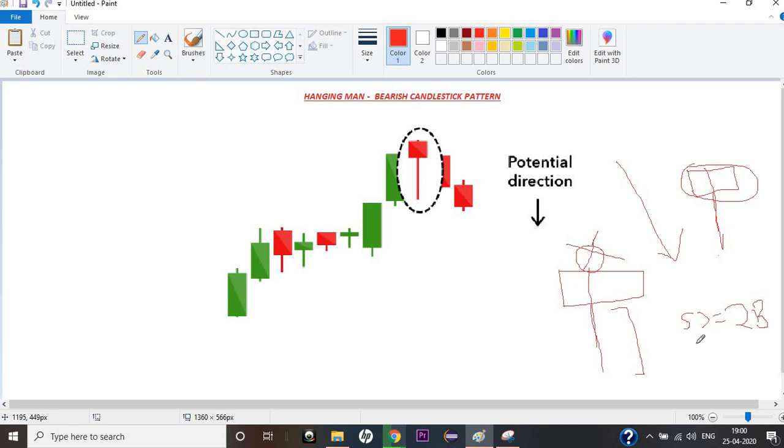Don't amend these rules. If you stick to the rules that have been laid out over the past 200 years, then surely you are going to make good profits. Let's stick to the rules.